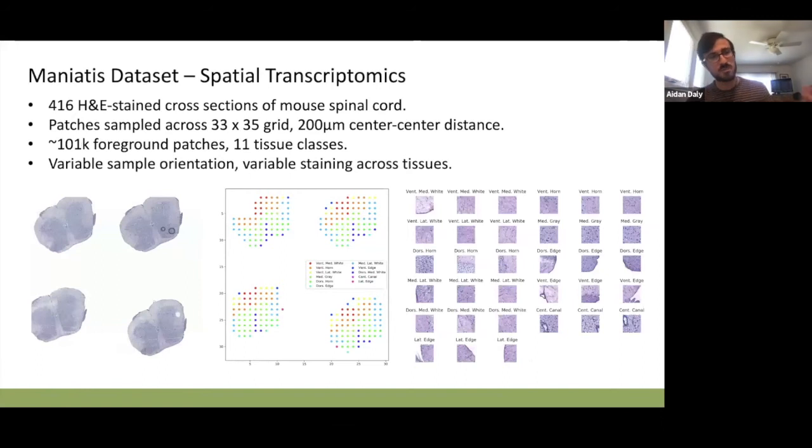The next one we have is an experimental ST data set from this mouse spinal cord assay that we've been talking about. So it's 400 mouse spinal cord arrays that have actually been processed with spatial transcriptomics and have been manually registered to a common coordinate system with 11 classes. This one shows a lot more variability in sample orientation and staining. So we'll get to see how GridNet handles these effects in real life.